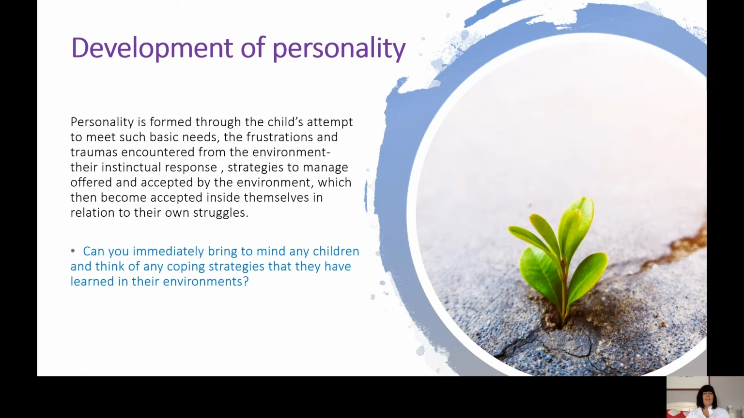So our personality is shaped by our attempt, as children, to meet those basic needs that we listed before. Obviously the provision of those needs is not always available, so then it's frustrating. There can also be trauma that the child experiences in the environment. They'll have an instinctual response to that trauma, as well as having seen strategies being demonstrated by those primary caregivers, either individually or in relationship as well. Just thinking about domestic violence relationships. So those strategies are offered and accepted in that environment.